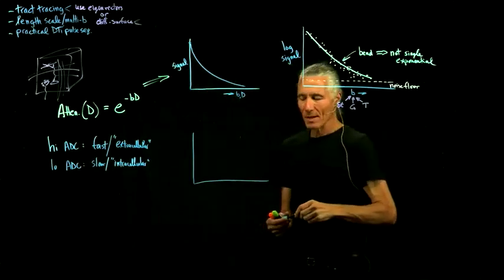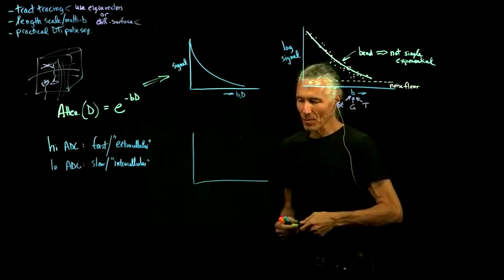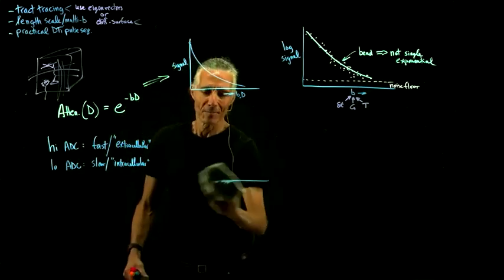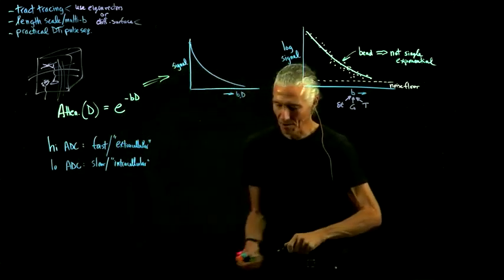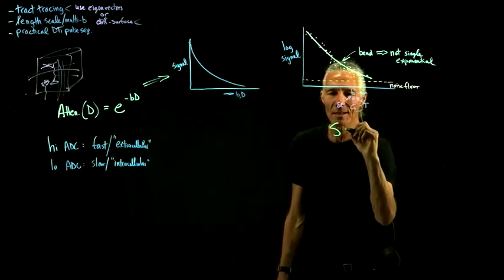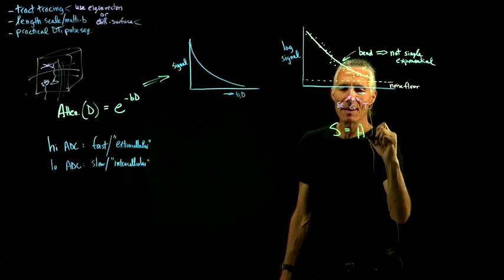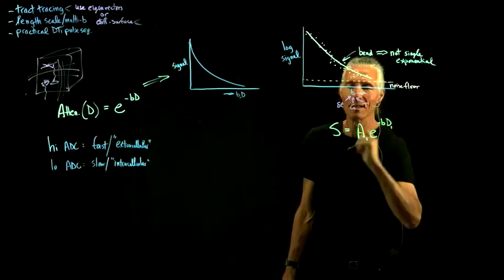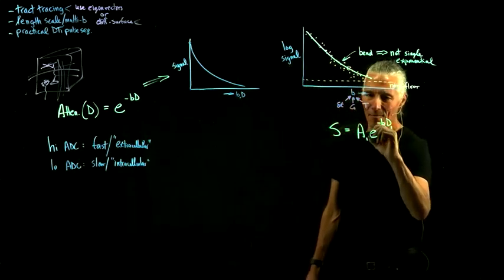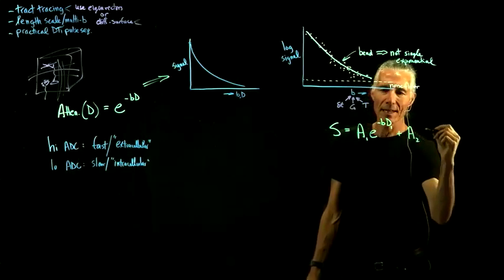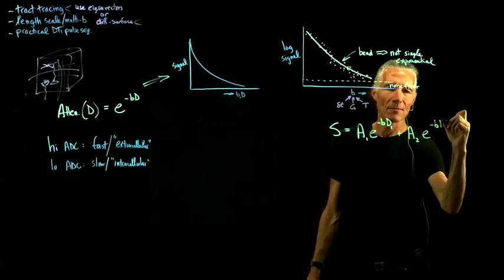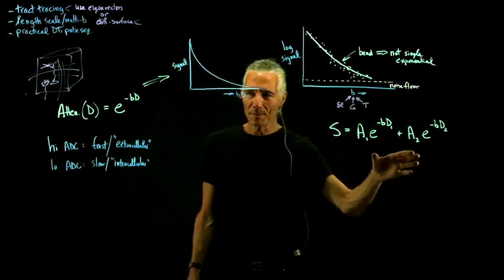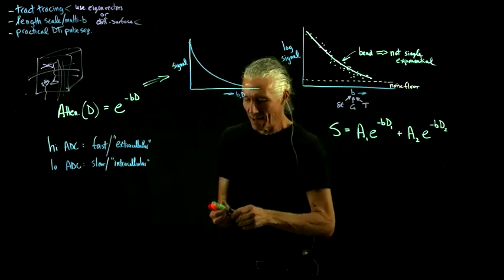One way that you could model something that had more than one exponential in it is basically just add two exponentials to each other. So you could model the signal as the amplitude of one exponential, e to the minus B over diffusion coefficient 1. And then in the same voxel, we've got the amplitude of a second exponential, e to the minus B over diffusion coefficient 2. So those are simple equations. You can just plug those into MATLAB and see what these curves actually look like.